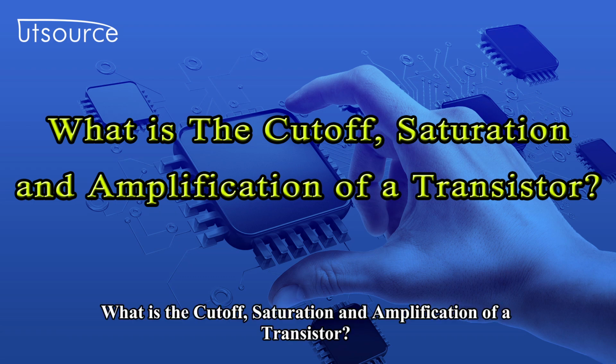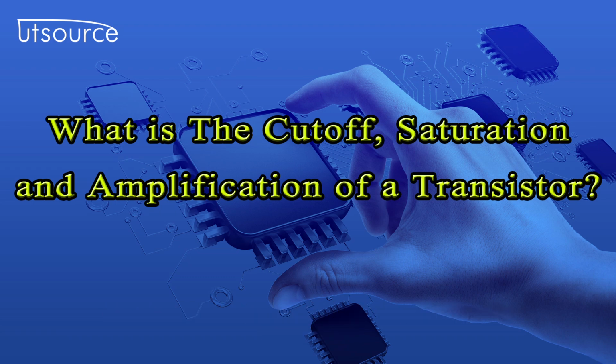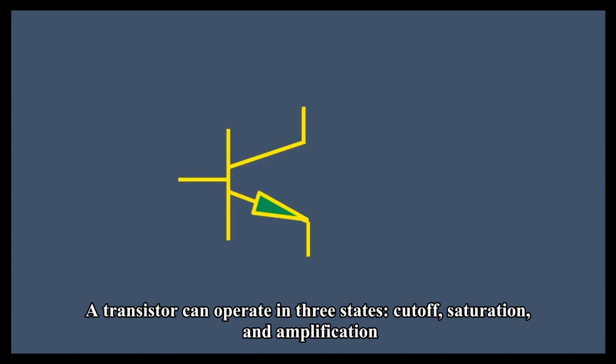What is the cutoff, saturation, and amplification of a transistor? A transistor can operate in three states: cutoff, saturation, and amplification.